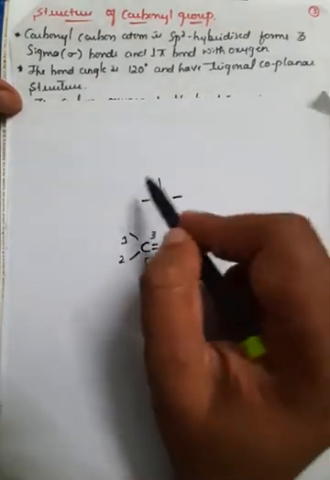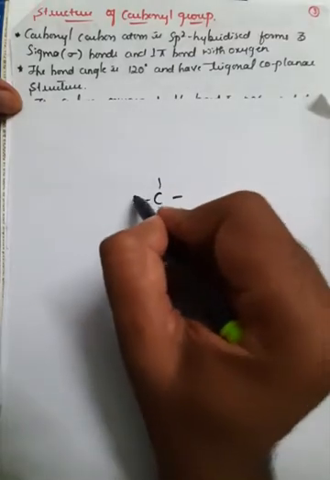So if all are sigma bonds, if all are single bonded, then we can call it 1, 2, 3, 4.